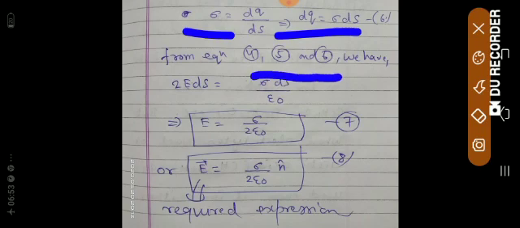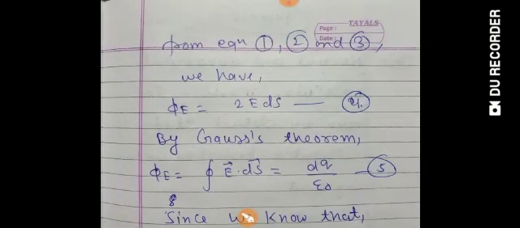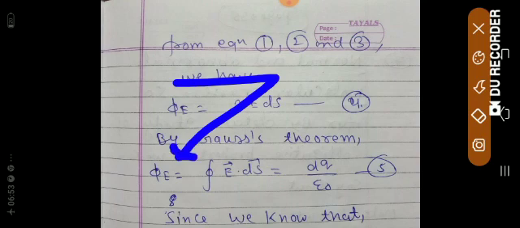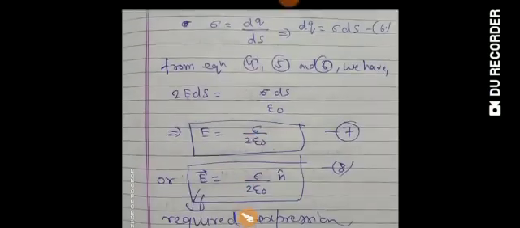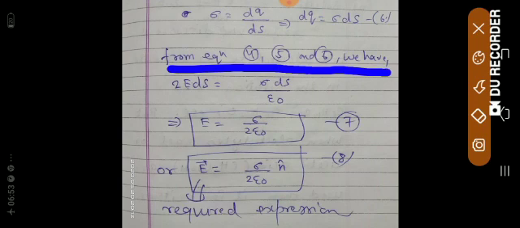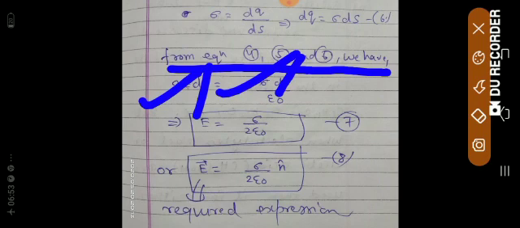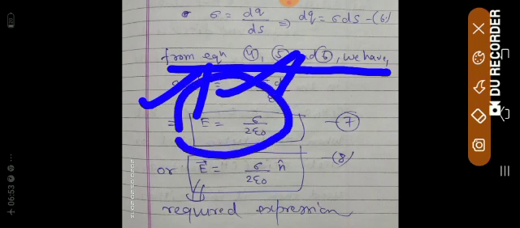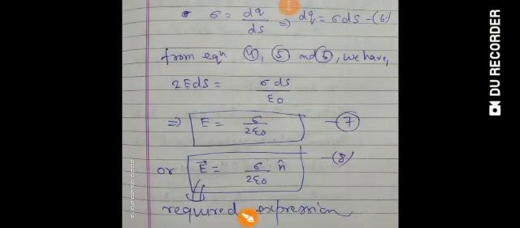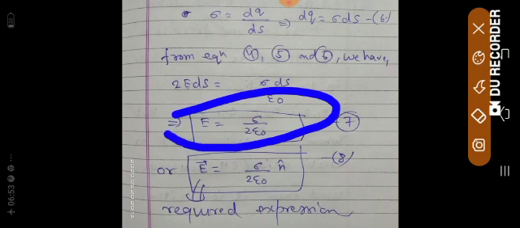From equations 4, 5 and 6, what is 4? I am going to show you one more time. This is your 4. This value will be put here, and the value of dq also will be put here from equation number 6. So we can say from equations 4, 5 and 6 we have 2 E ds equal to sigma ds. So ds would be cancelled out, and E is equal to sigma by 2 epsilon naught. This is your electric field due to a uniformly charged infinite thin sheet.